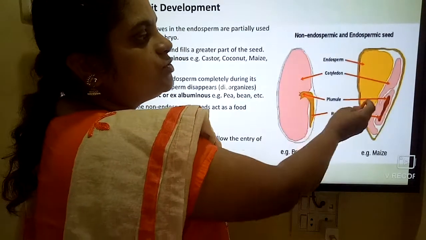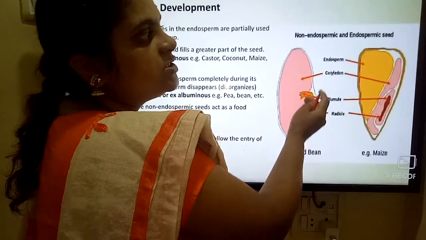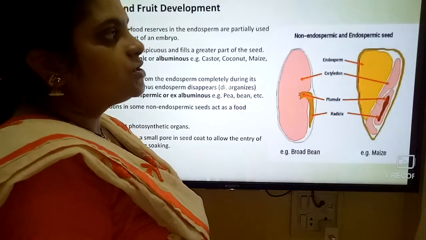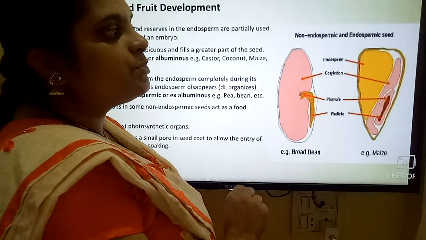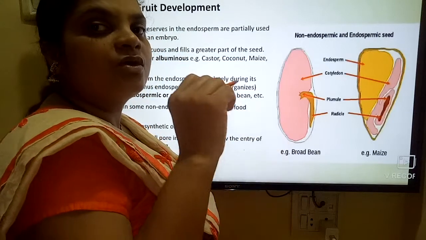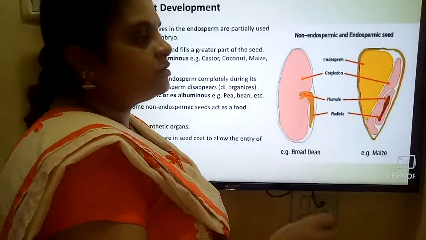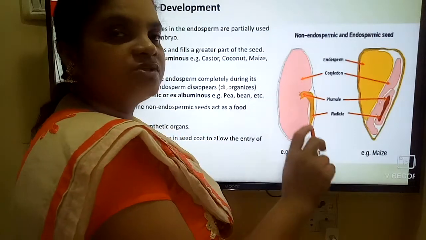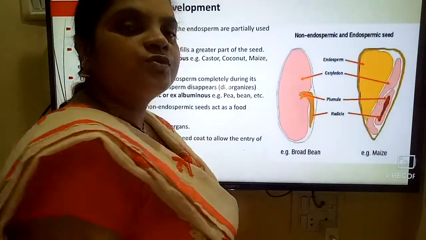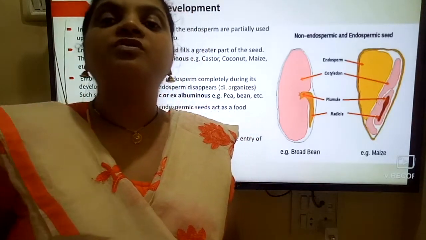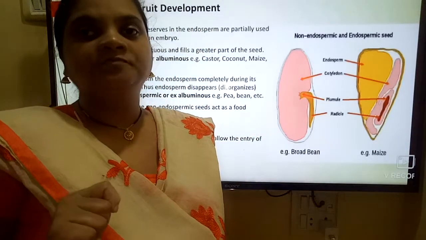So we observe structural differences between the non-endospermic and endospermic seed. In the non-endospermic seed, the cotyledon acts as the first photosynthetic organ. Even in the endospermic seed, the cotyledon is the first photosynthetic organ.